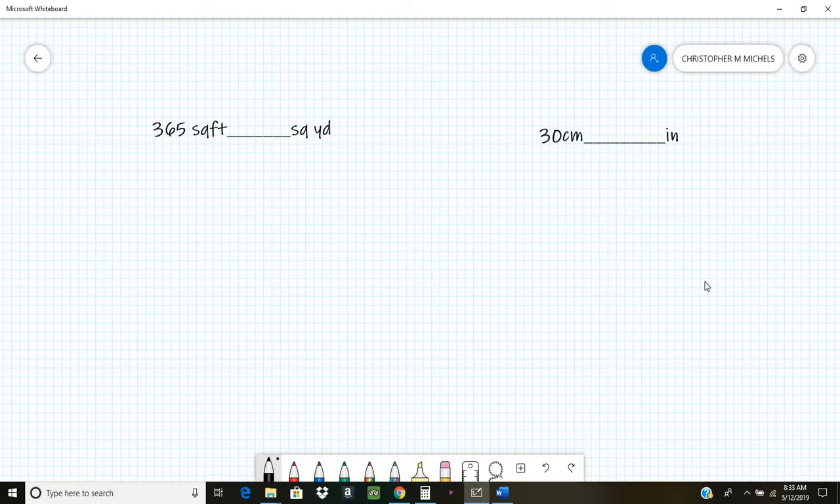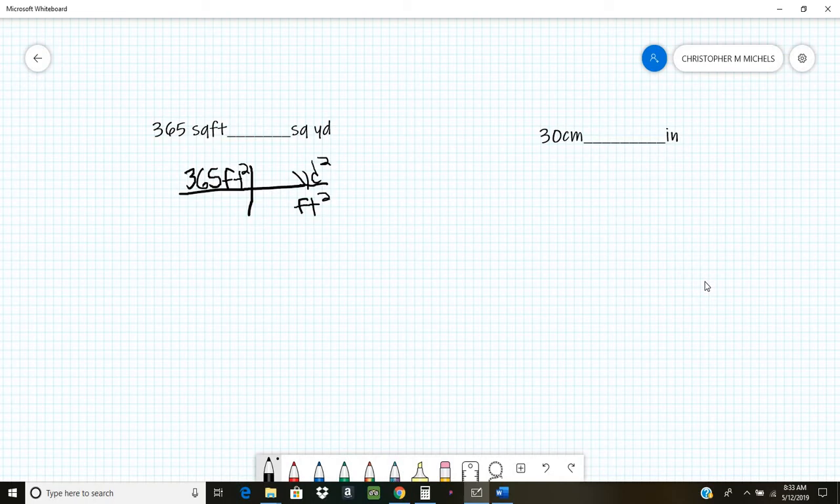Okay, so the way we set this one up, let's see, can't draw a straight line to save my life. So we have 365. I'm going to put the 2 up there for square feet. If we have square feet here, that means square feet goes in the bottom, right? And square yards goes on top. In case you're wondering where the 2 comes from, that's just an abbreviation for squared. I don't want to write the SQ in there.